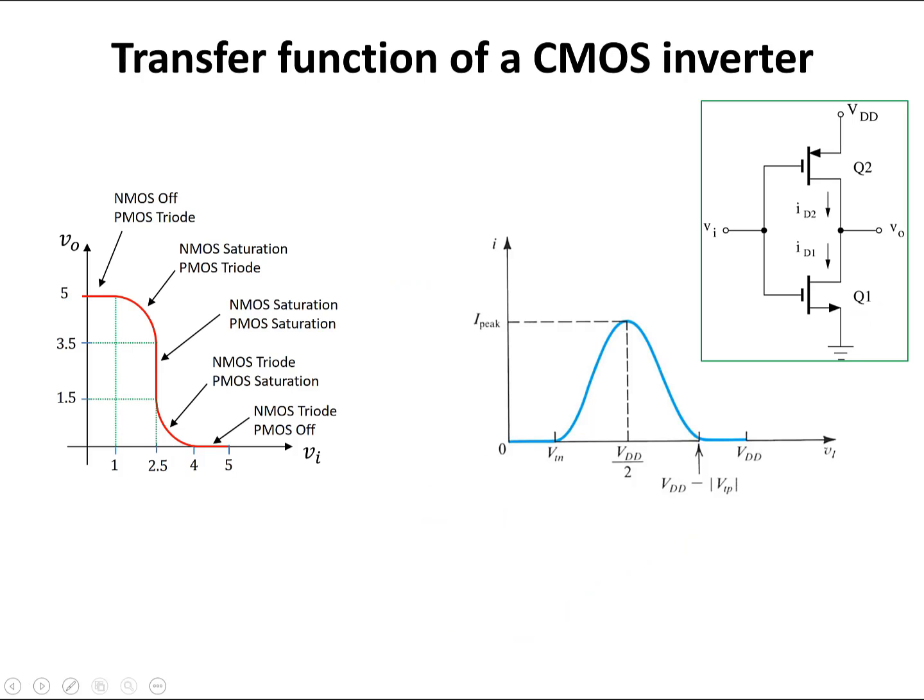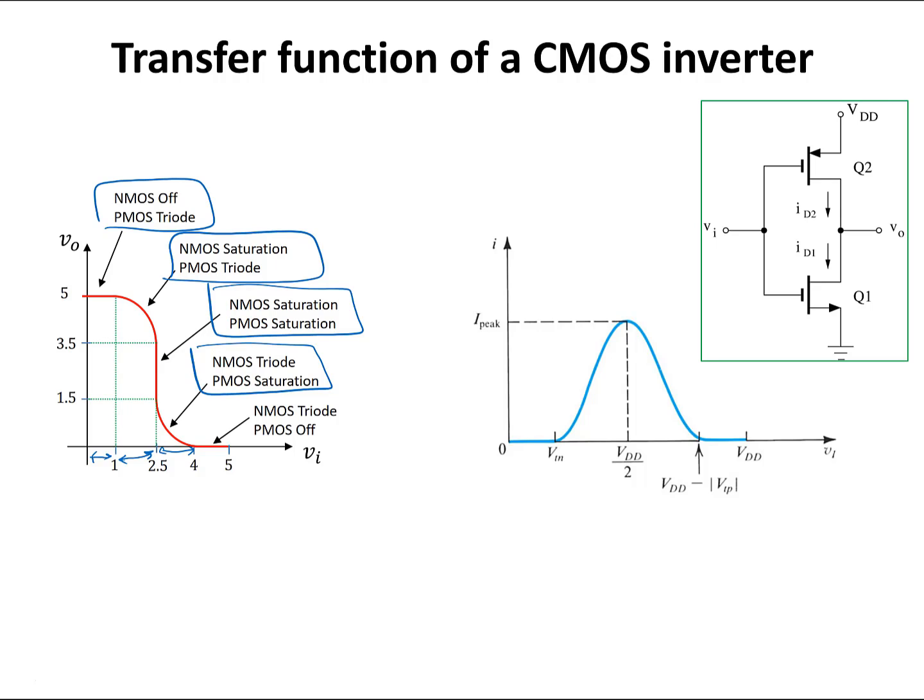This is the summary of the transfer function for this CMOS circuit. For VI values between 0 and 1 volt, NMOS is off and PMOS is in triode region. For VI values between 1 and 2.5 volts, NMOS is in saturation, PMOS is in triode region. For VI equal to 2.5 volts, both of the transistors are in saturation. When VI increases between 2.5 volts and 4 volts, NMOS is in triode region, and PMOS goes to saturation. And for large values of VI between 4 and 5 volts, NMOS is in triode and the PMOS is going to be off.